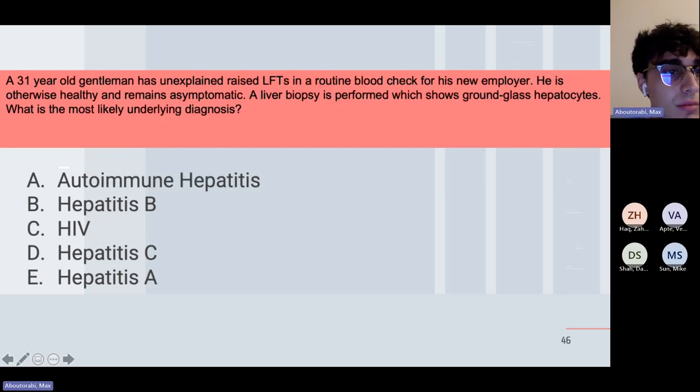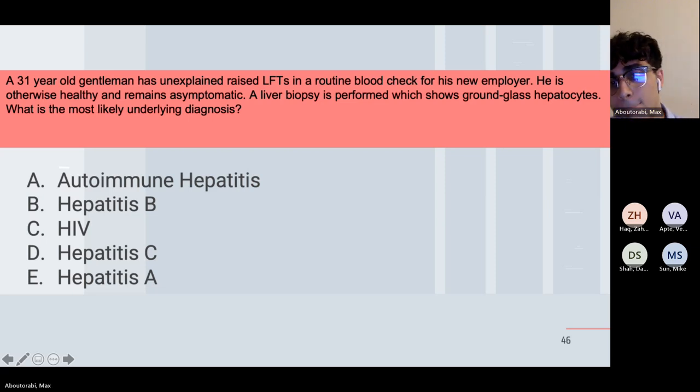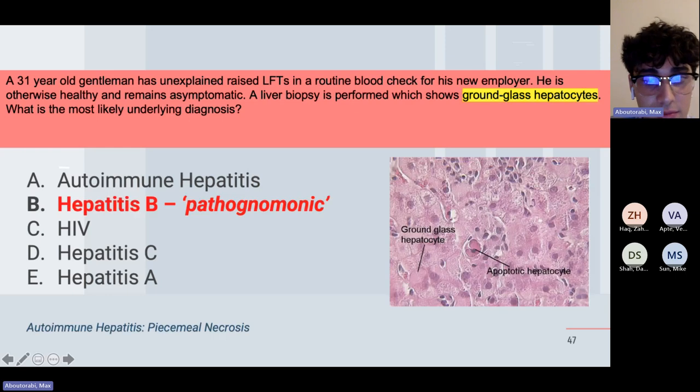So the next question. A 31-year-old gentleman has unexplained raised LFTs in a routine blood check for his new employer. He's otherwise healthy and remains asymptomatic. A liver biopsy is performed, which shows ground glass hepatocytes. What's the most likely underlying diagnosis? So the answer is hepatitis B. Ground glass on biopsy is always pathognomonic for hep B. So that's basically the reason for that one.